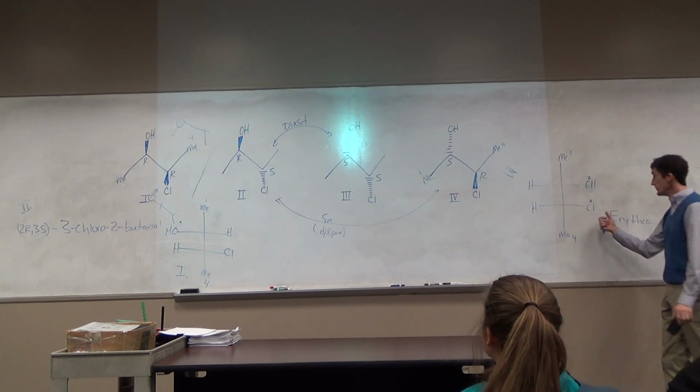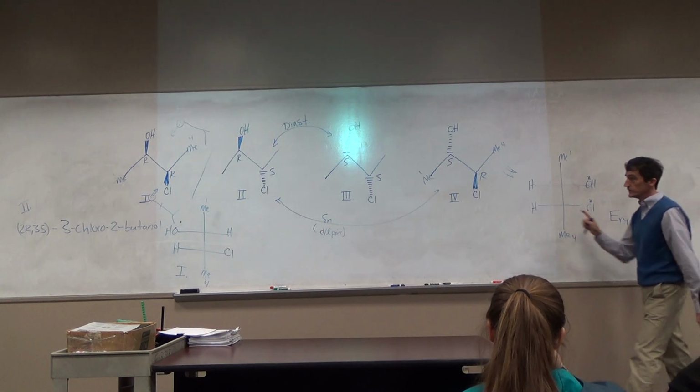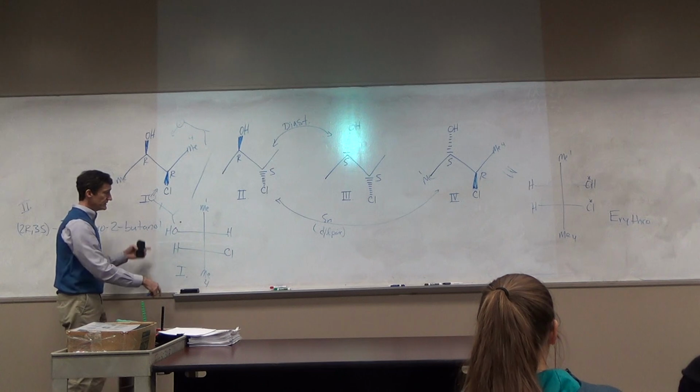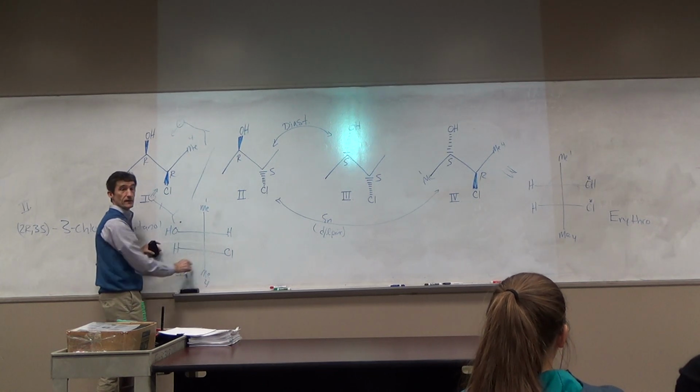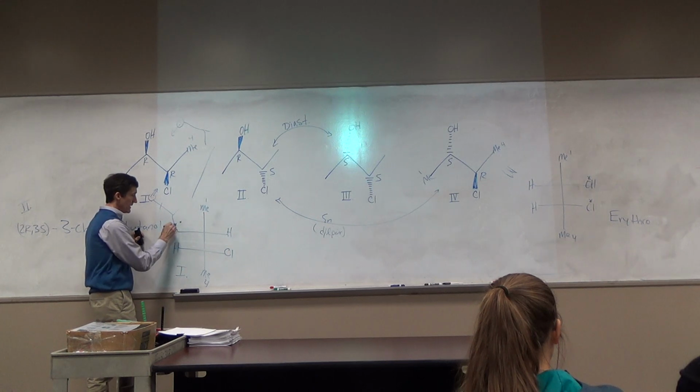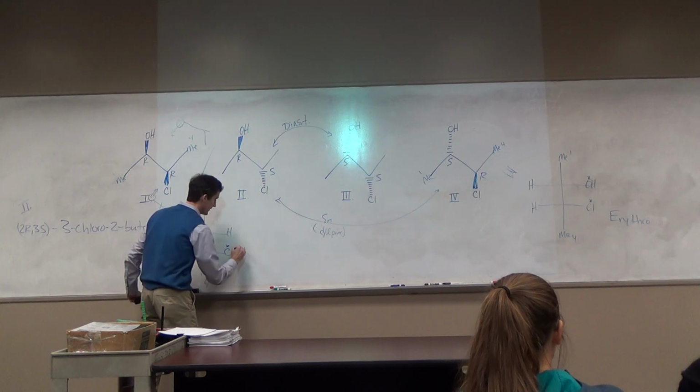Okay, but here, erythro, how I remember this, first off, let's look over here. This one, in the Fischer projection, the high priority groups are not on the same side. That's a difference in the two. And when they're not on the same side, that's called threo.